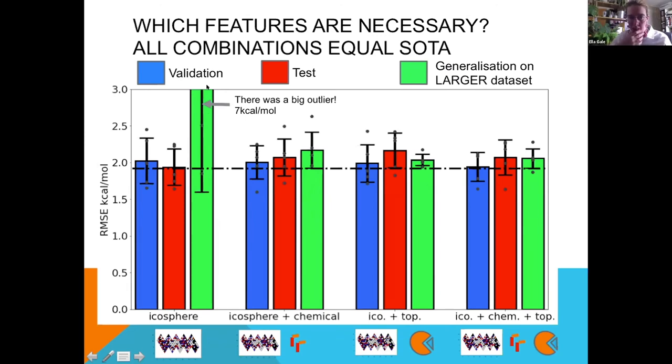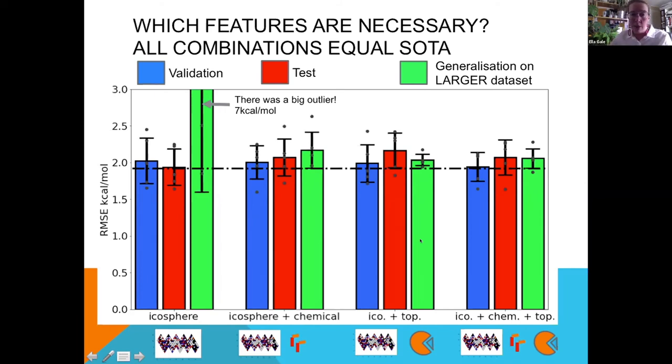Okay, first thing to note, on the test sets, that's the red bars, all of these methods equal the state of the art. So this is great. We can solve the problem based on just the icospherical input, which shows that this method works. We can solve it, I showed you earlier, with just the topological features. There's much wider error bars on that. So that works, and we can combine them. So the neural networks are capable of solving this problem.